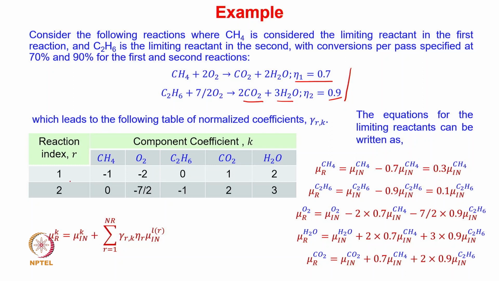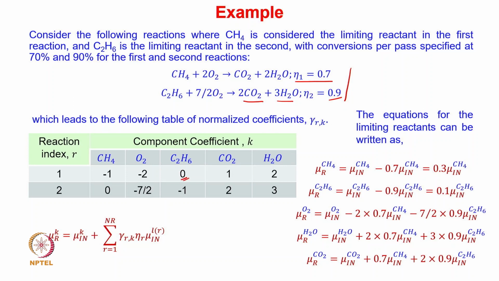Since there are two reactions with respect to all the components, their stoichiometric coefficients are written. You can see that CH4 is the reactant in reaction 1, so that is why its stoichiometric coefficient is taken as -1. Oxygen is a reactant, and that is why its stoichiometric coefficient is taken as -2. CO2 is getting produced here in the first reaction, so its stoichiometric coefficient is 1. H2O is also getting produced, so its stoichiometric coefficient is taken as 2. Again, in the first reaction, C2H6 is not getting produced or consumed, so its stoichiometric coefficient is taken as 0.